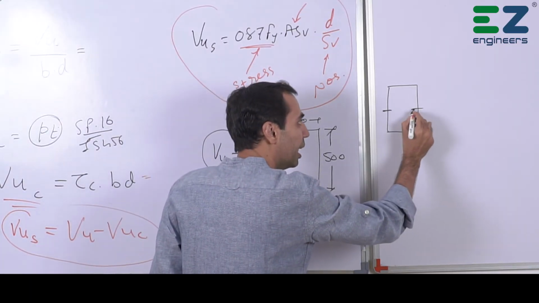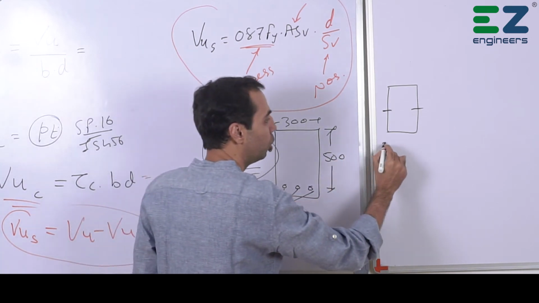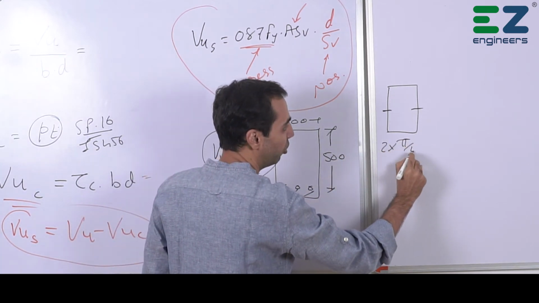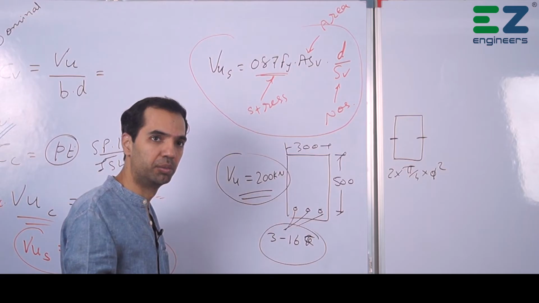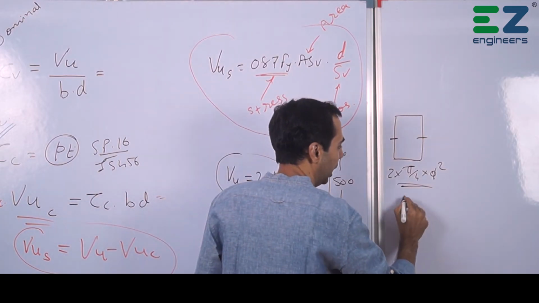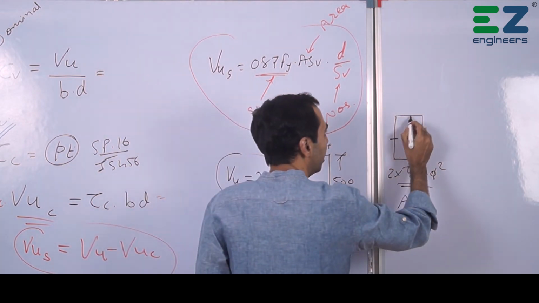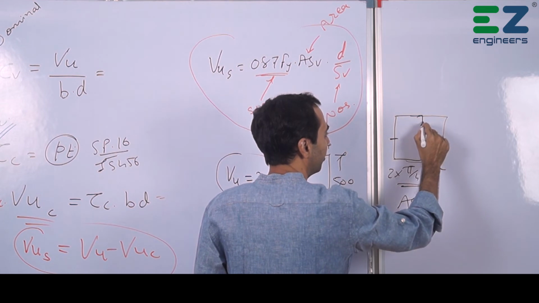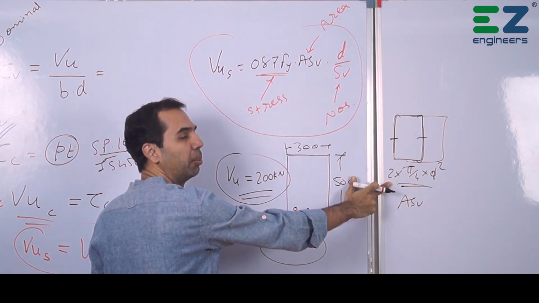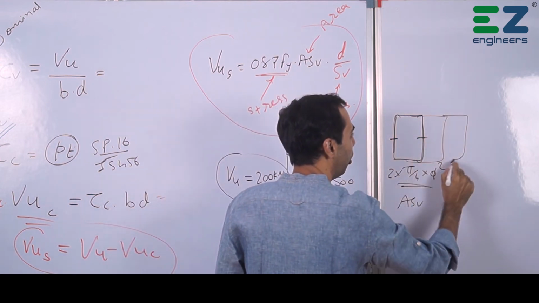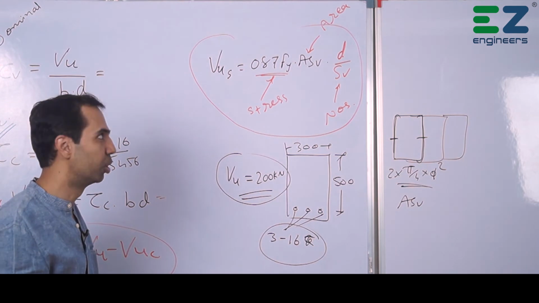So the area of these two legs means 2 times pi by 4 d square. This is called two-legged stirrups. This is your ASV. If it is a 3-legged stirrup, then we will put 3 multiplied by pi by 4 d square. If it is a 4-legged stirrup, then we will put 4 times pi by 4 d square.